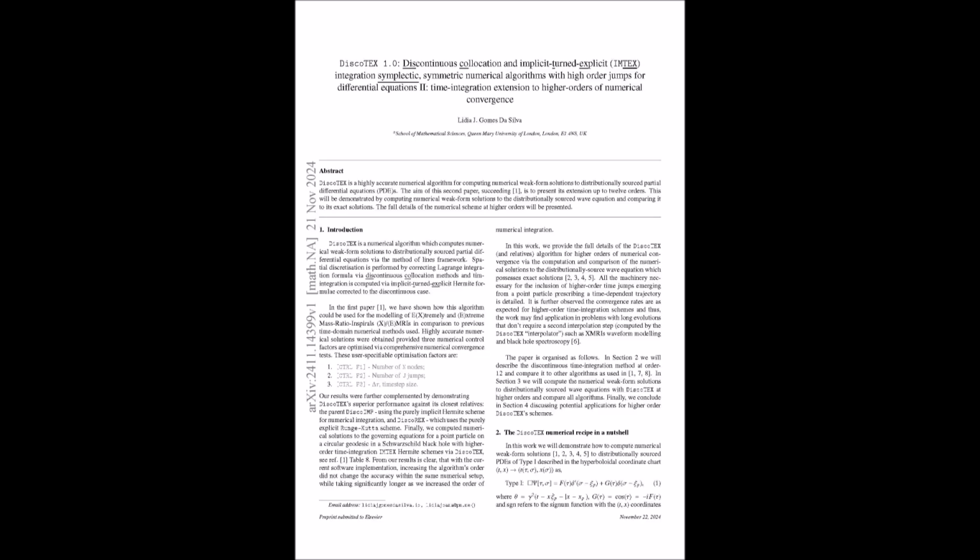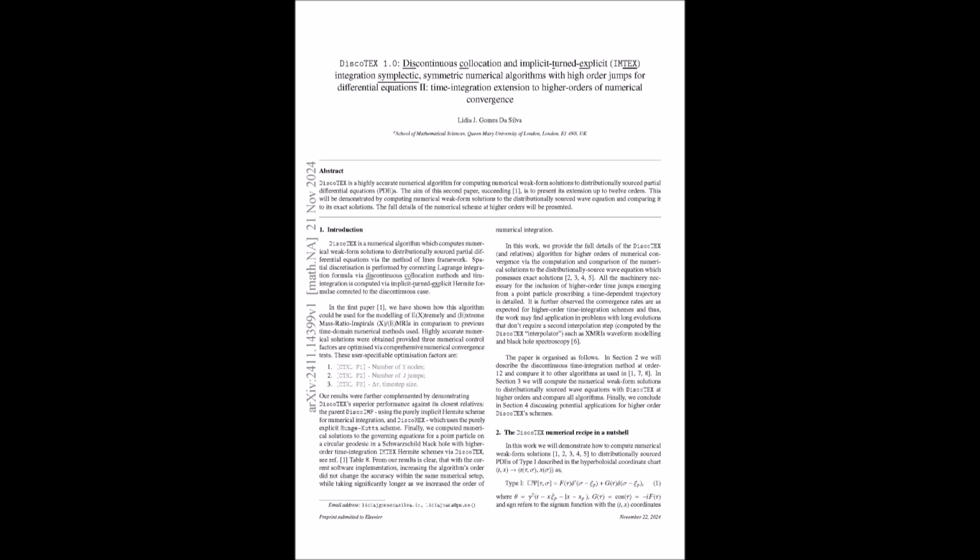Like tuning knobs. Exactly. So you have the number of nodes, the number of jumps, and the time step size. The number of nodes determines the resolution of the spatial grid. So more nodes means a finer grid, so you get more accuracy. But it also means more computational cost. Like choosing a higher resolution image, you get more detail. Exactly. But the file size is bigger.